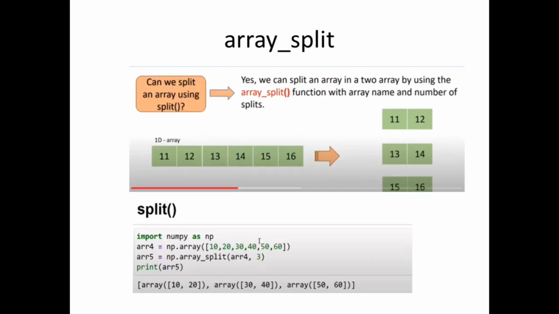So the array has 6 elements, and the number of arrays you want to split into is 3. So it will split as 2, 2, 2, like 3 rows. The array will be created as a single row vector. Now I want to create it as 3 arrays. Then you can see the output.